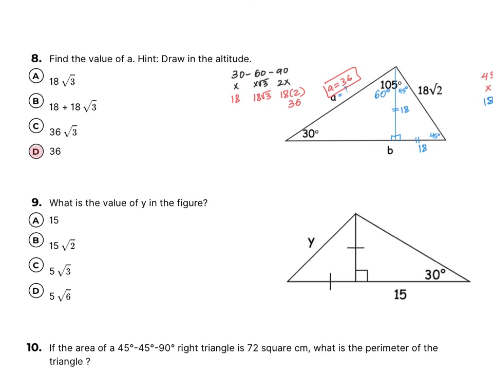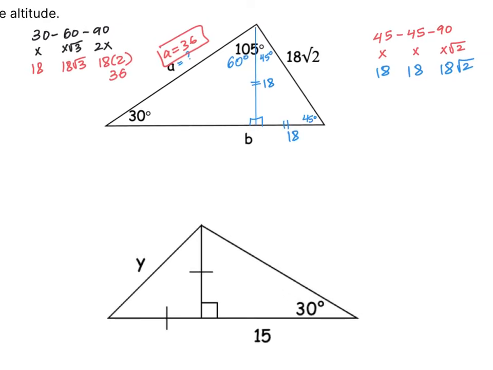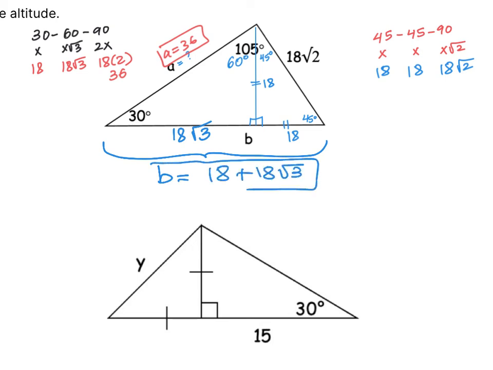Now, if they're asking you for B, remember we just found that the long leg is 18 root 3. Now, if I need to find B, it means I need to add this. So that's going to be 18 plus 18 root 3, and that would be it. You cannot simplify it further. So remember that this 18 is being multiplied by root 3, so you cannot actually add them. So that would be your final answer for B if they're asking for B.